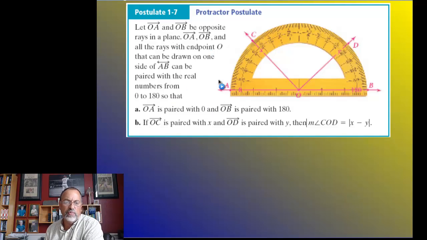This protractor postulate is kind of the same as the ruler postulate that we talked about earlier. You have to give each point a single number, and then once you have the number, we use the absolute value to actually find the distance. It's kind of the same thing here, where each ray gets a number, and the difference between them is going to give you the measure. But one of those is always going to be 0.